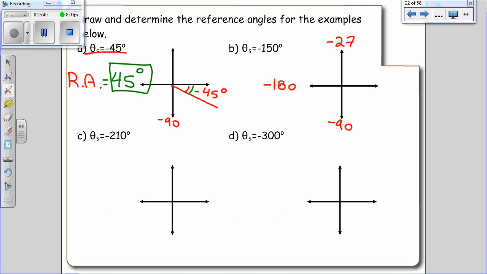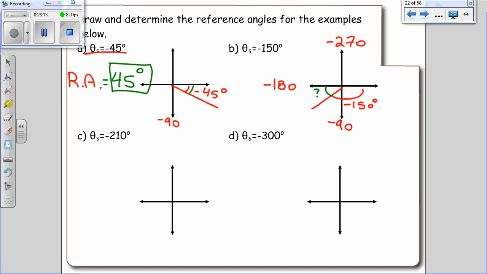That's negative 150 degrees as a standard position. They want to know what the reference angle is. This guy right there. That means they're asking how much more would it take to get to negative 180? Well, it would have taken 30 more to get there. You could do it mathematically by doing 180 minus 150 equals 30 degrees.